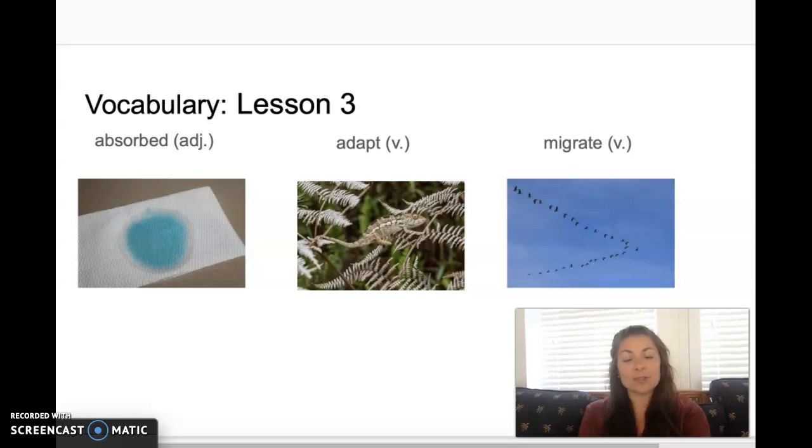Hi, second graders. Today's story is from Knowledge 6, Lesson 3, called 4 Seasons in 1 Year. Before I begin our read aloud, I'm going to introduce our 3 vocabulary words.